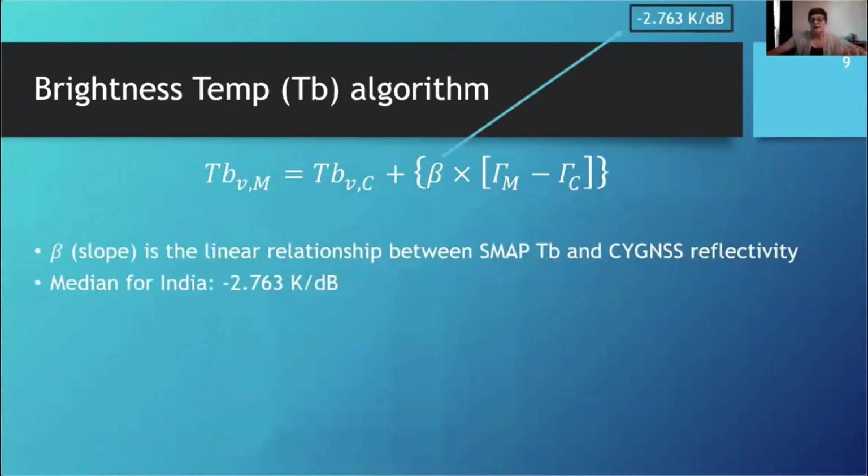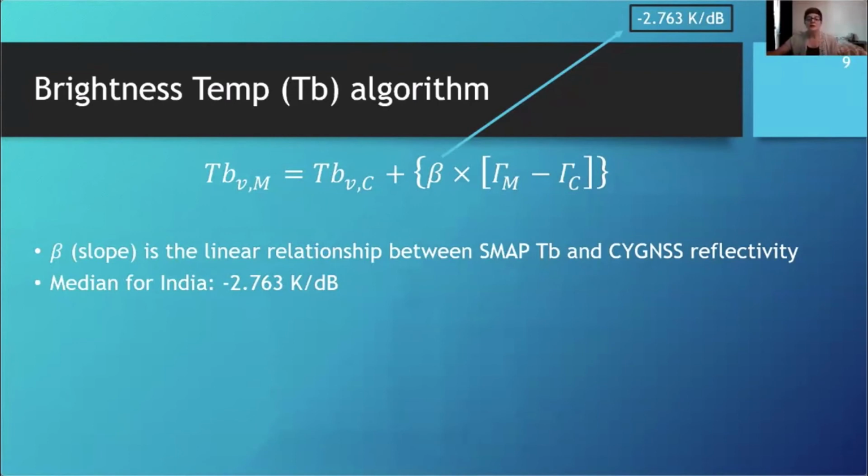Beta, or slope, is the linear relationship between SNAP brightness temperature and Cygnus reflectivity. For the example I'm showing today, we are using the median slope for India, which is negative 2.763 Kelvin per decibel. Our goal is to use spatially varying slopes, and we did calculate spatially varying slopes over India at the 36-kilometer scale in order to determine the median value.